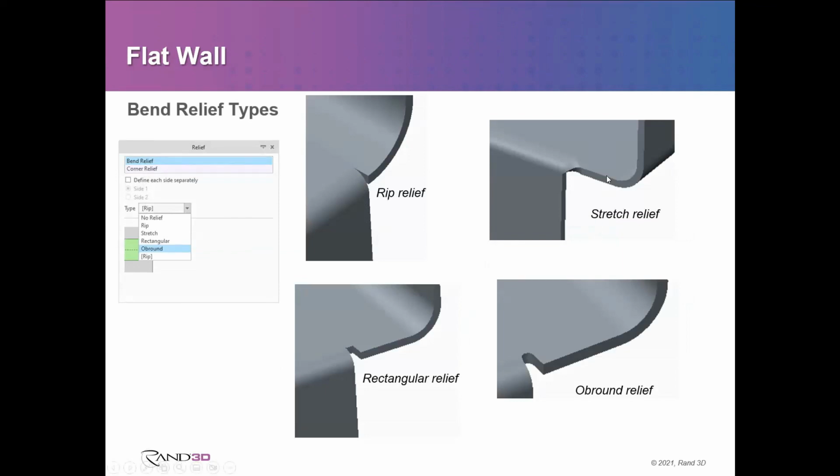You could also do a stretch relief. Stretch relief is going to make a little deformation area here in this corner. It's kind of tough to see in the picture, but it's actually a triangle deformed area that's bending down. You could also add rectangle relief and oblong relief at the ends of the bends as well, if you wanted. Those choices are pretty much the same choices you've always had in the system. And again, you can do both sides the same. There is define each side separately. If you wanted one relief at one end and a different relief at the other, you would need to turn that option on. Otherwise, it would apply the same relief at each end.